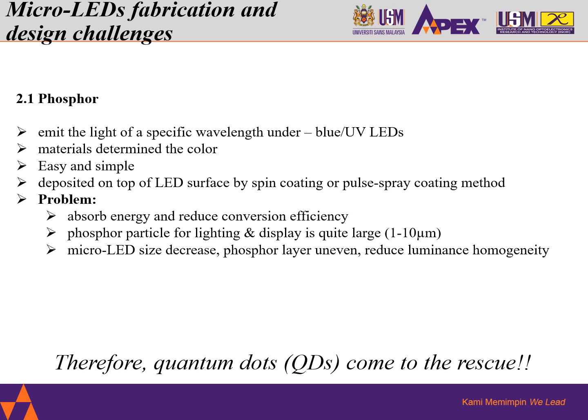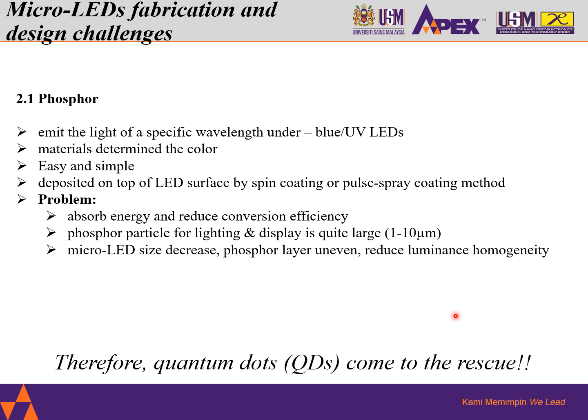The materials, such as the phosphor, can emit light of a specific wavelength under the excitation of blue or UV LEDs. The material determines the color of the phosphor. It is simple and easy to implement. Phosphor is deposited on top of the LED surface by spin coating or pulse spray coating. However, the shortcomings are that phosphor itself absorbs energy and reduces conversion efficiency. Optimized phosphor particles for lighting and display are quite large, around 1 to 10 micron.